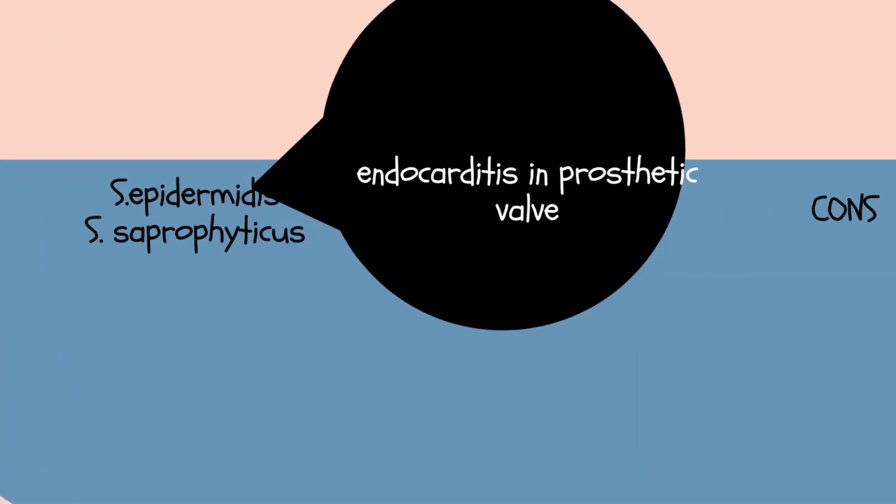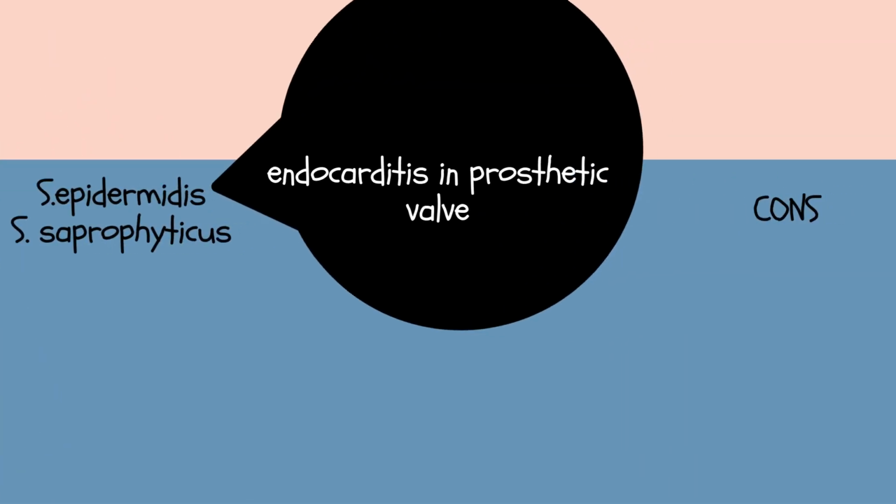Okay, coming to CoNS, which is coagulase negative staphylococcus. They are mainly Staphylococcus epidermidis and Staphylococcus saprophyticus. And Staphylococcus epidermidis can cause endocarditis in prosthetic valves. As I already mentioned, in a general case, the most common overall cause of endocarditis is Staphylococcus aureus, but in a prosthetic valve, think of Staphylococcus epidermidis.